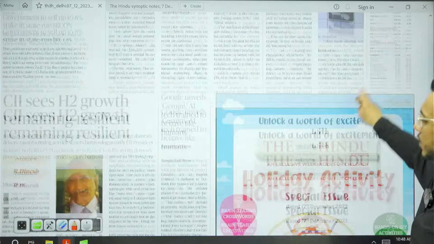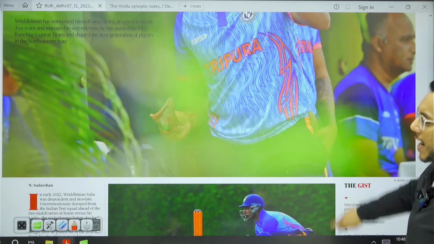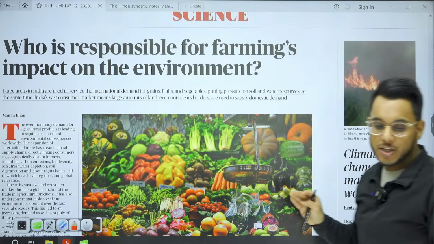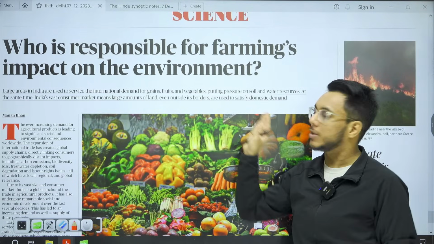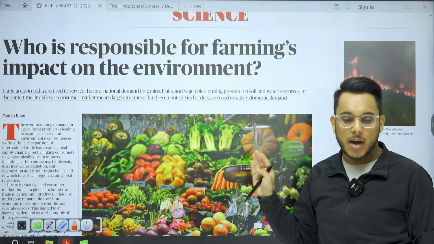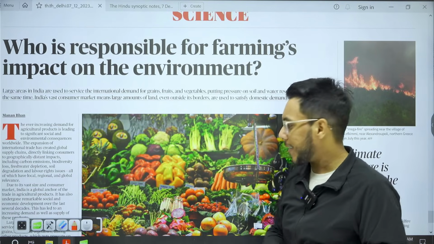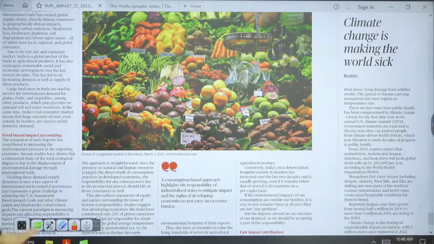Okay. And then guys, we have the sports section, and after sports we have the science page, and today an important article has come in the science page, and a very good dimension has been given in this article. Who is responsible for farming's impact on the environment? We will take this article for examination. Okay, so this is all about it, and now, moving on, let's discuss the detailed articles one by one.